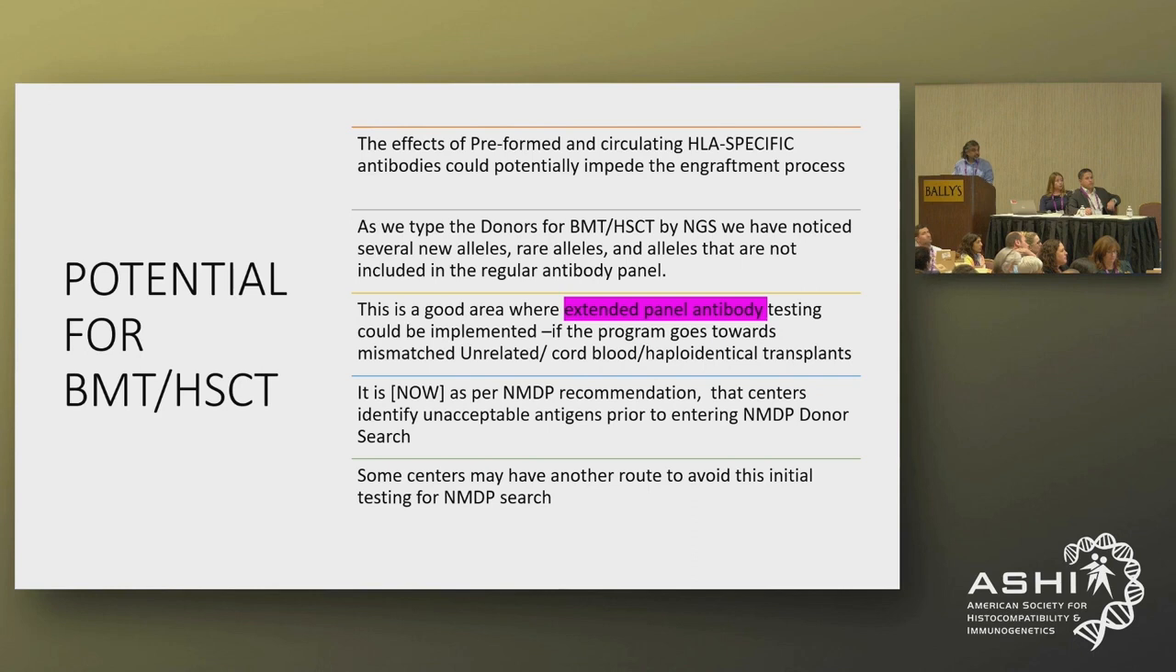So that's an important thing. For bone marrow transplantation, where the program is going for mismatched transplant, cord blood transplant, and haploidentical, it will be ideal to do the initial extended antibody typing, because we see a lot of rare alleles and the not so frequent alleles in the bone marrow transplant recipients and the donors. So it is important for the bone marrow transplantation program, depending on the transplant program.